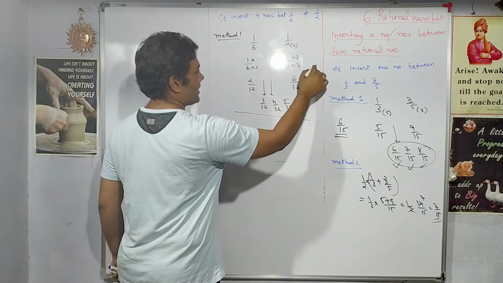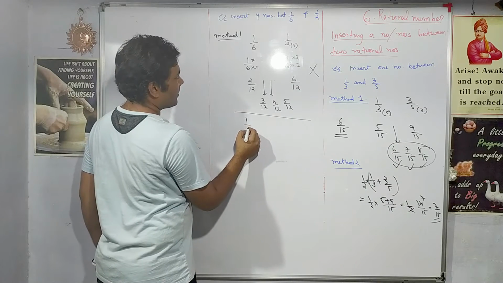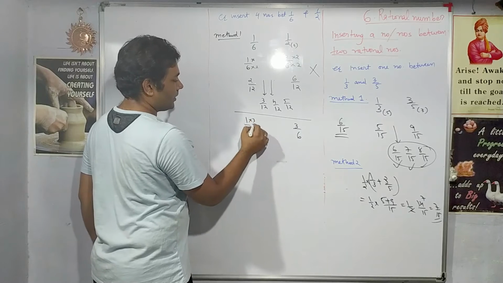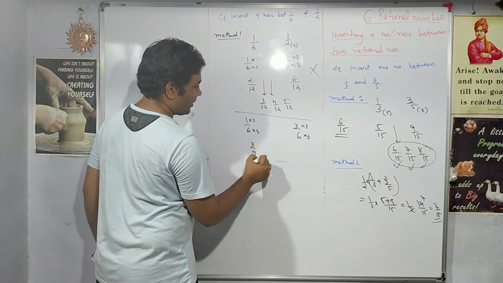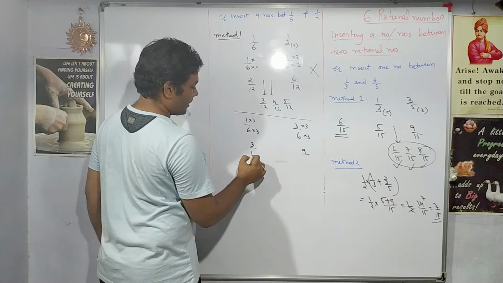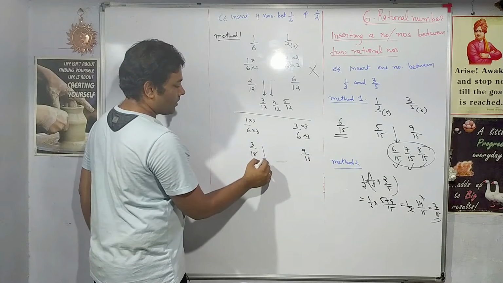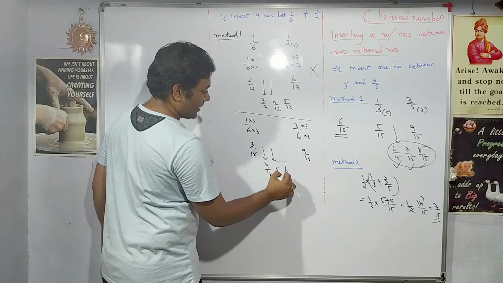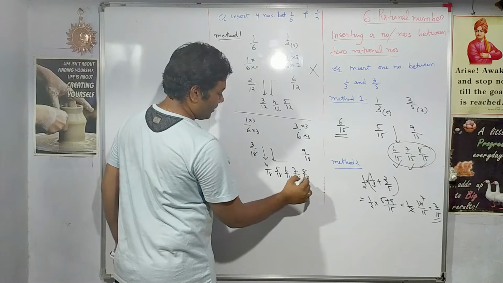Let this one be as it is, rough work. 1 upon 6 and here it will be 3 upon 6. Now multiply numerator and denominator with 3. So this will become 3 upon 18, and this will become 9 upon 18. Now how many numbers do you have? 4 upon 18, 5 upon 18, 6 upon 18, 7 upon 18, 8 upon 18, 5 numbers.